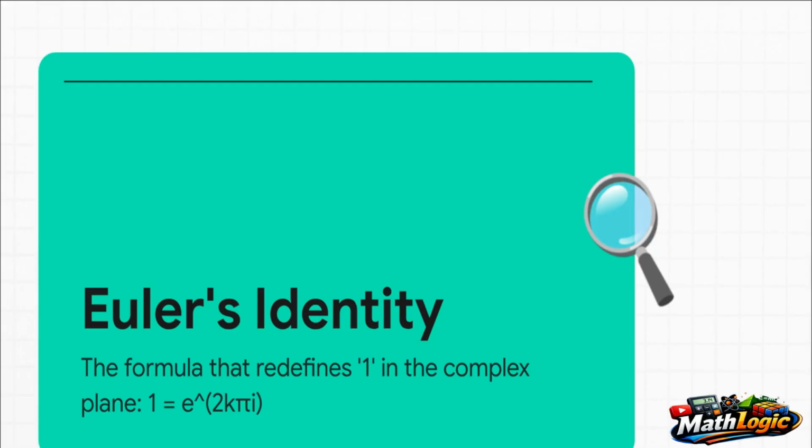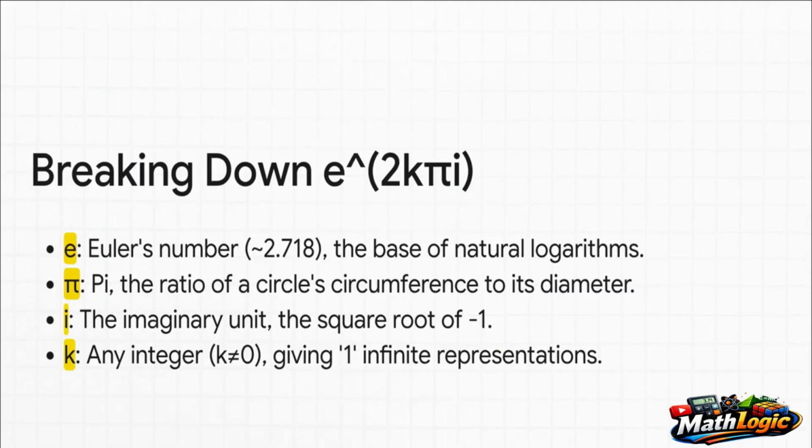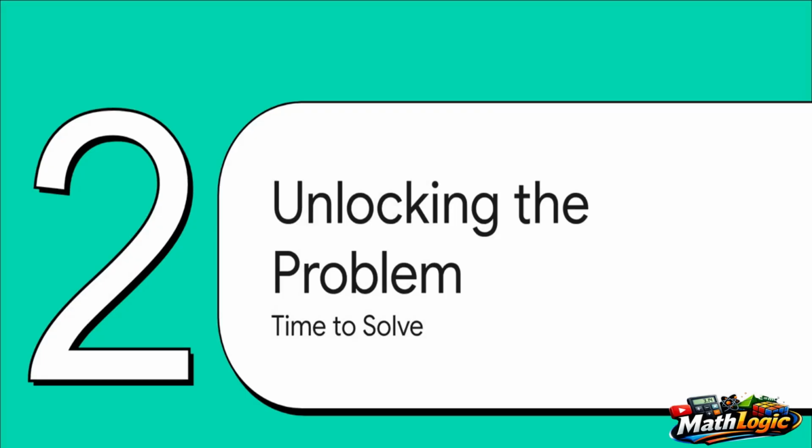It's just wild. This one little formula ties together 5 of the most important numbers in the entire mathematical universe. So let's break that down real quick. You've got e, Euler's number, π, from circles, and i, the square root of -1. But the real superstar here, the game changer, is k. See, k can be any whole number, positive, negative, you name it. And what that means is there are actually infinite ways to write the number 1.